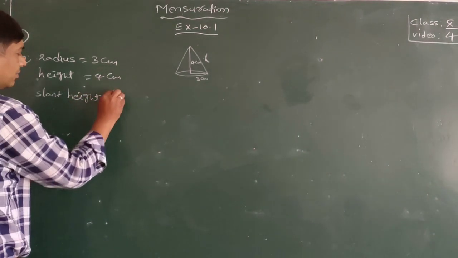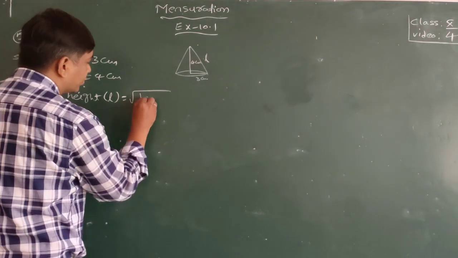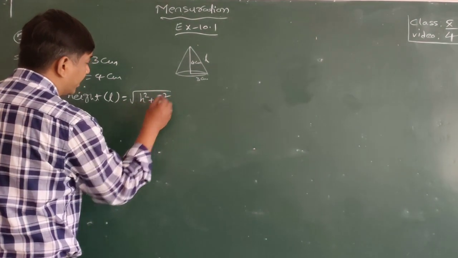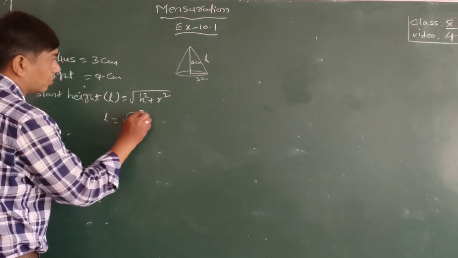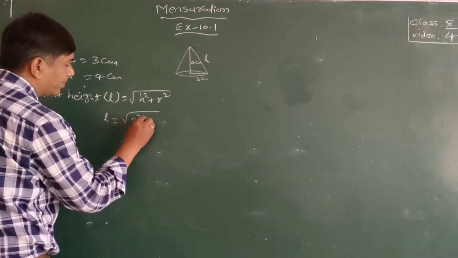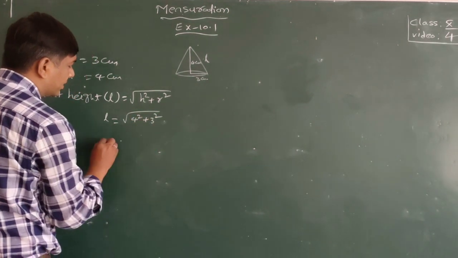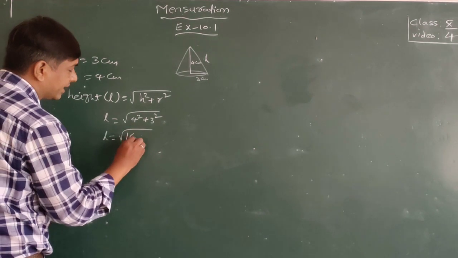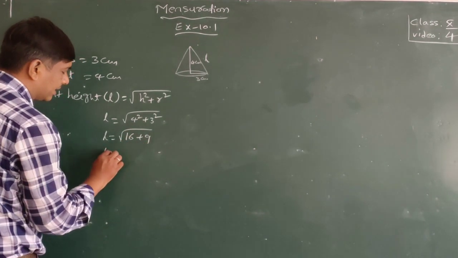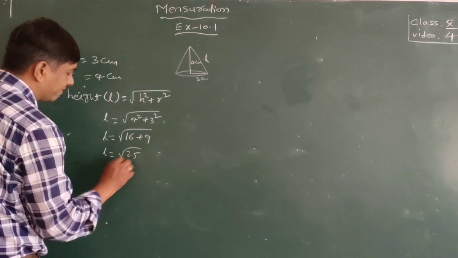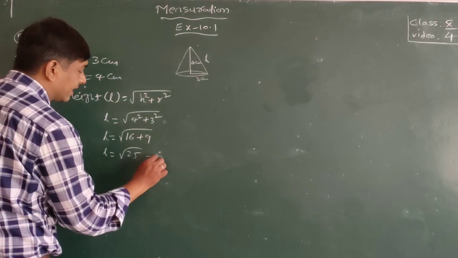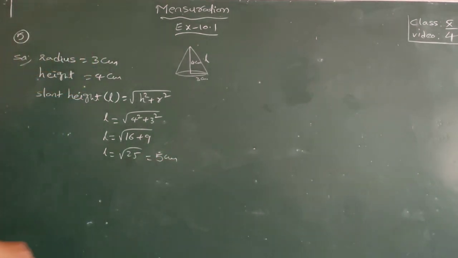L is equal to root of h square plus r square. L is equal to root of 4 square plus 3 square. L is equal to root 16 plus 9. L is equal to root 25. That is equal to 5 centimeters. Slant height is equal to 5 centimeters.